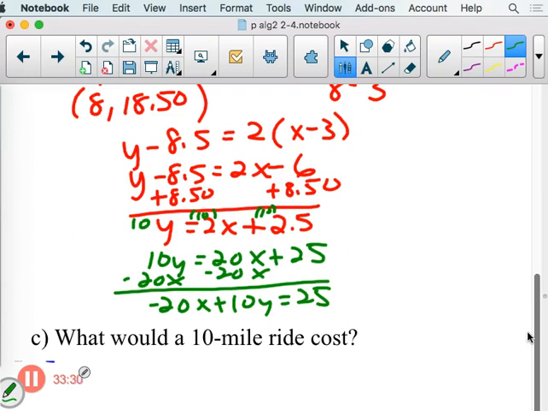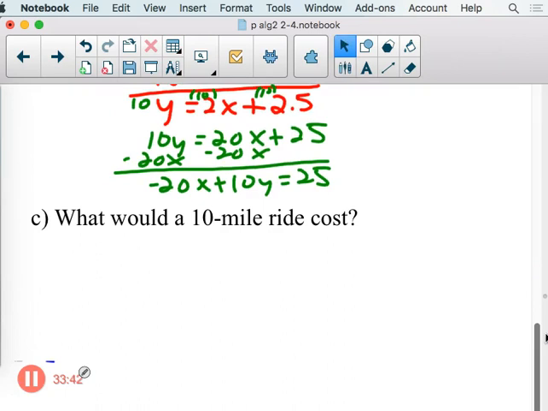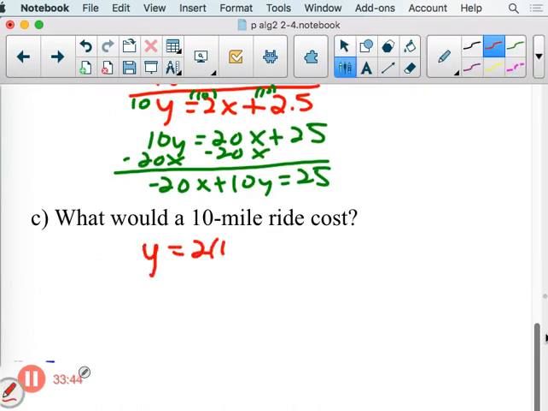Now, here's the whole reason that I didn't do the standard form before, because of the follow-up question. We're not going to put what would happen in a 10-mile ride into the green. We're going to put that in the red, because that's what that formula is built for. So y equals 2 times 10 plus 2.50. How much are you paying for that 10? That's what it is.